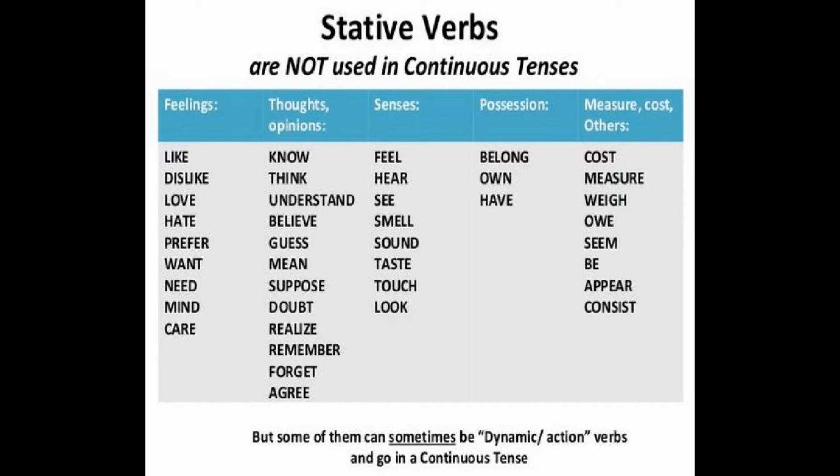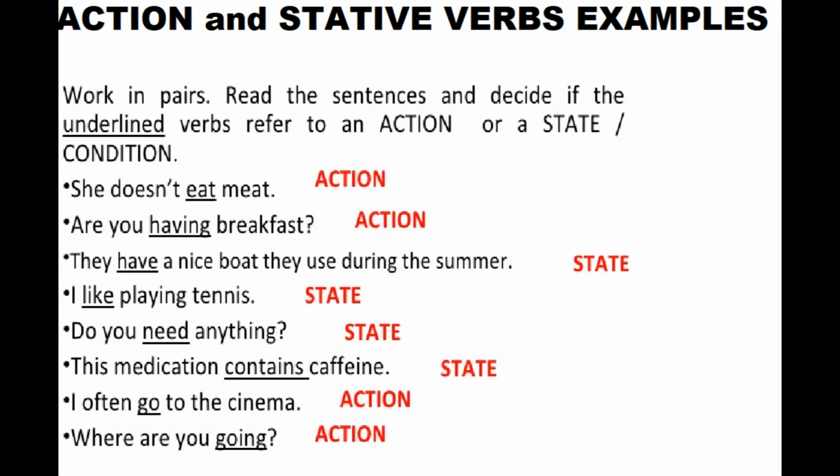Now we're going to see a little more about action verbs, so you can identify them. She does walk here, it's an exercise. Now, she doesn't eat breakfast, she doesn't eat meat. It's an action, so it is an action verb. It has an object. She doesn't eat what? Meat. Are you having breakfast? Here also having is an action and breakfast is the object.